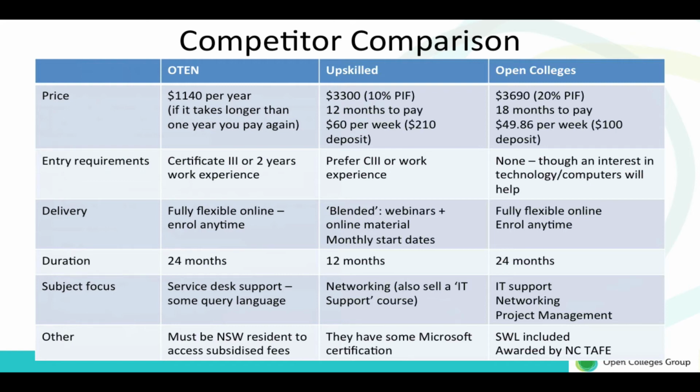So for O10, you pay $1,140 per year when you enrol in this course. So O10 have a different pricing model. It's government subsidised, which is why it's so cheap. Essentially, you don't pay for one particular course. You pay to enrol in a course over the period of 1 year. If it takes you longer than 1 year, then you pay that fee again. So most of our students would probably not complete within a year. So you're really looking at $2,280. They do require a Certificate 3 or 2 years work experience.